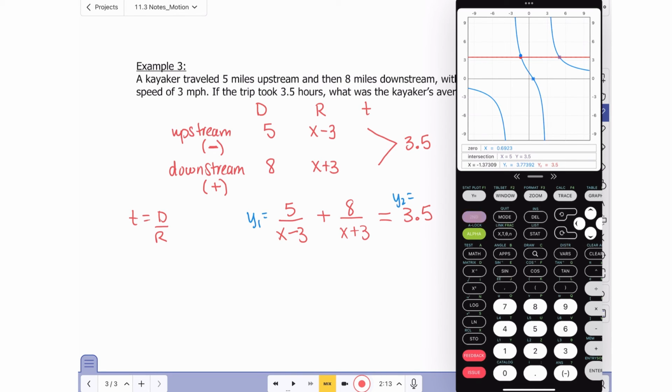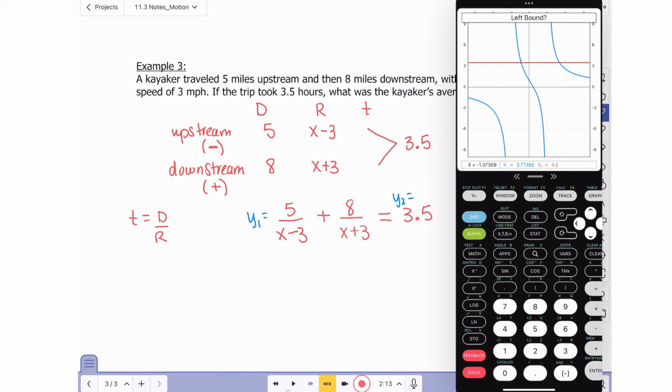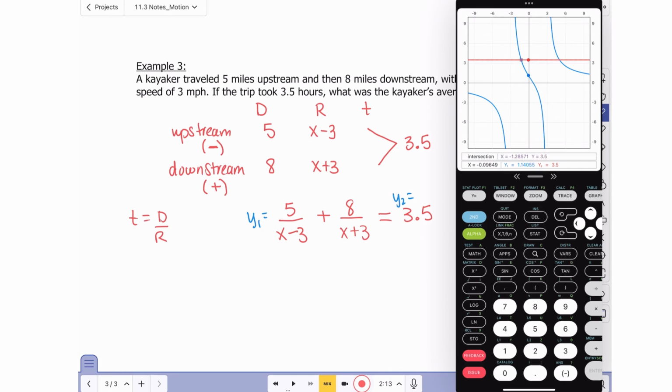You're going to go to second, trace, because we want to go to the calculate screen. And we're trying to calculate the point of intersection, so number 5. Now, it's going to ask you to get on the left side of your intersection point. So anywhere on that left side, hit enter. And then go to the right side of your intersection point. So I'm just trying to find this first one on the left. Hit enter.